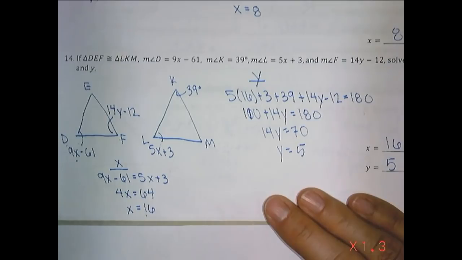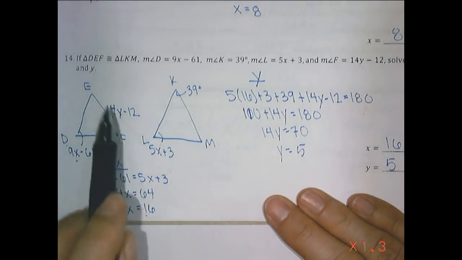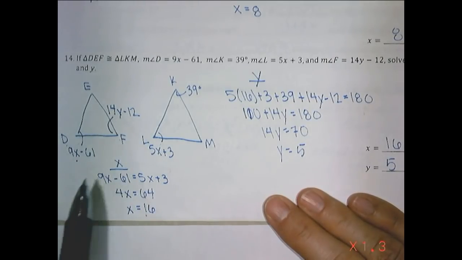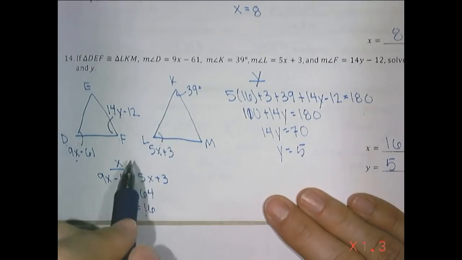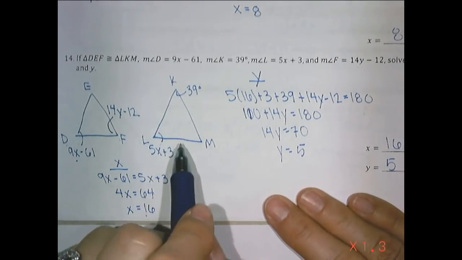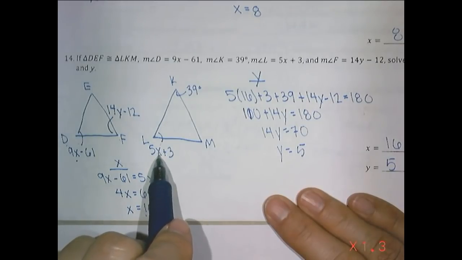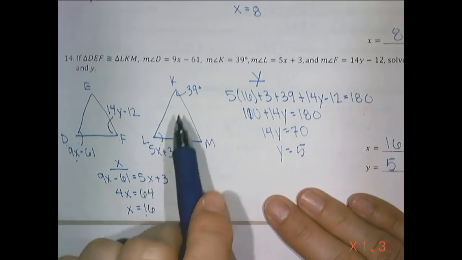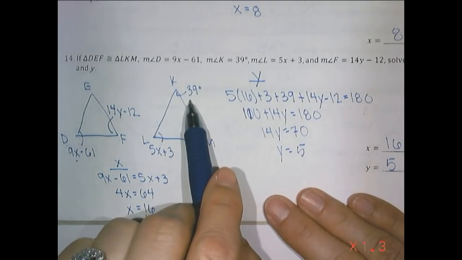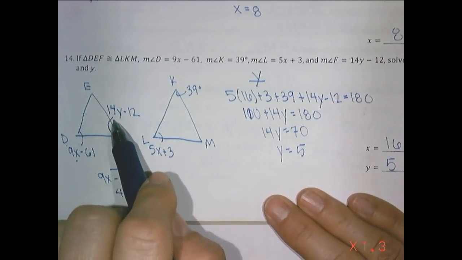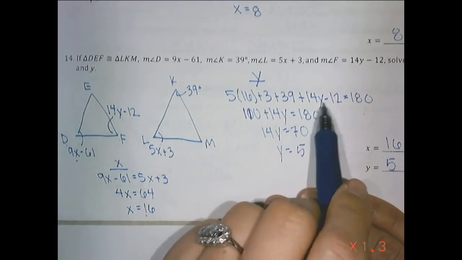So what I'm doing with y is I'm going to take this x and I'm going to plug it into this triangle. Sorry, I wasn't looking at my work. I'm going to do 5 times my x, which is 16, plus 3, plus 39, this angle, and then plus this angle, which I'm going to use 14y minus 12.